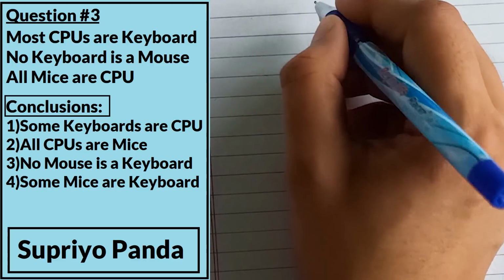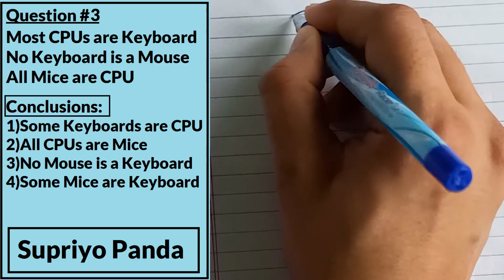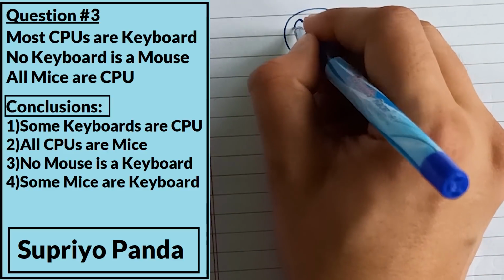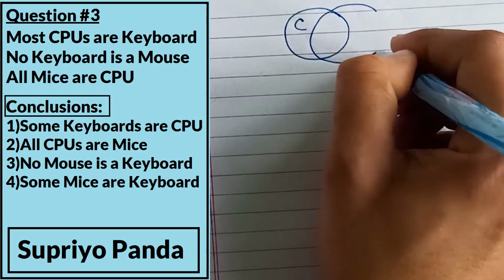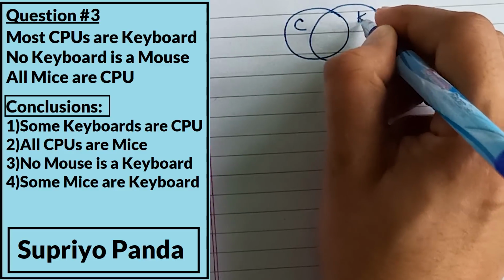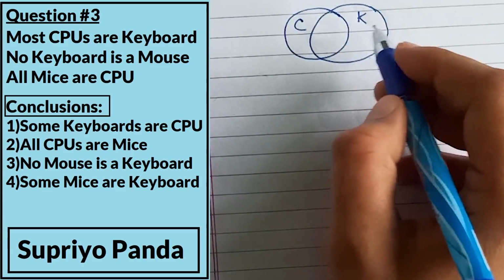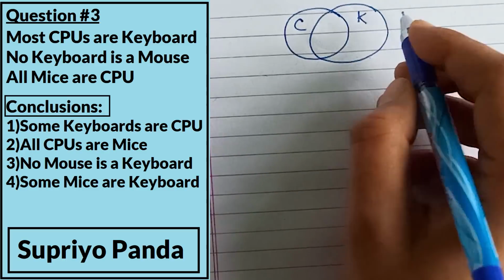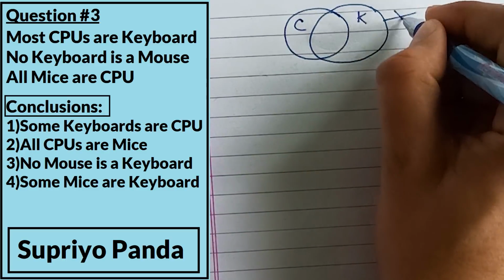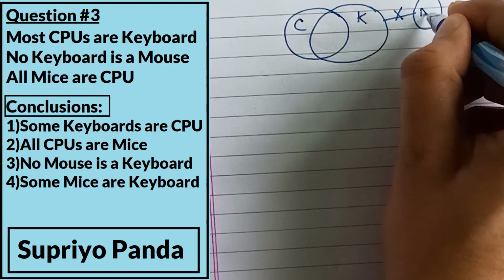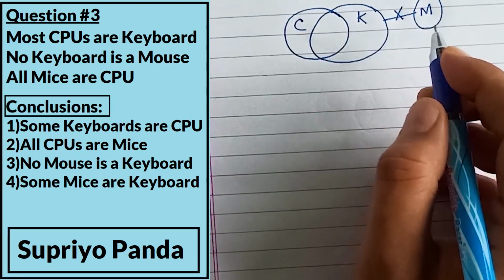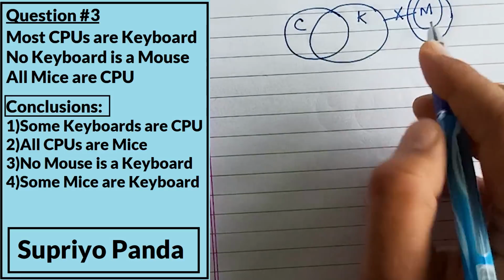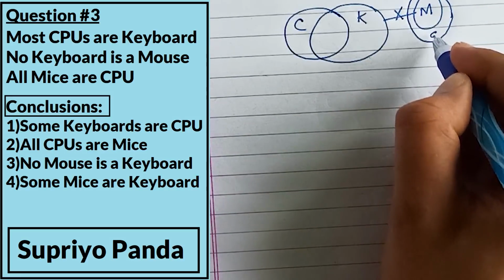Most CPUs are keyboards. Okay, if the word most is used, you can draw a bigger circle over here. You can just represent it like this. It doesn't really matter, some and most have the same representation. Again, no keyboard is a mouse. Fine. So we can just cut it like this and write it over here. All mice are CPU. Fine. Now, interestingly note, this C stands for CPU.